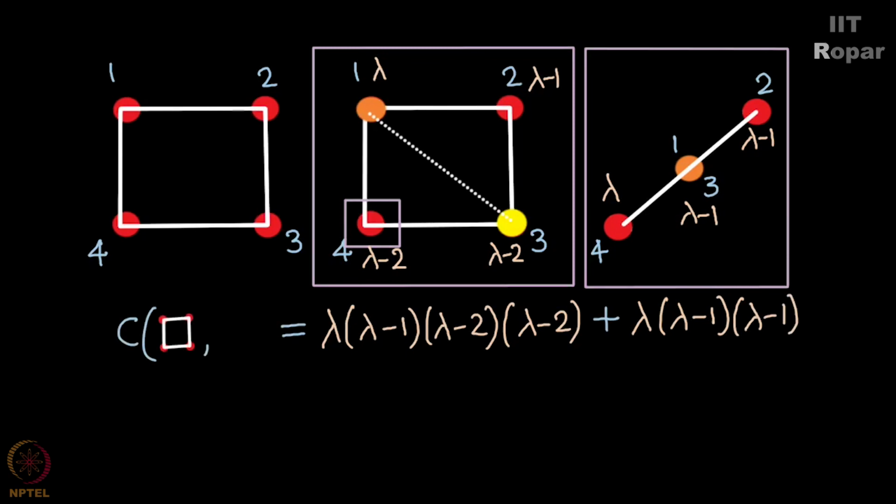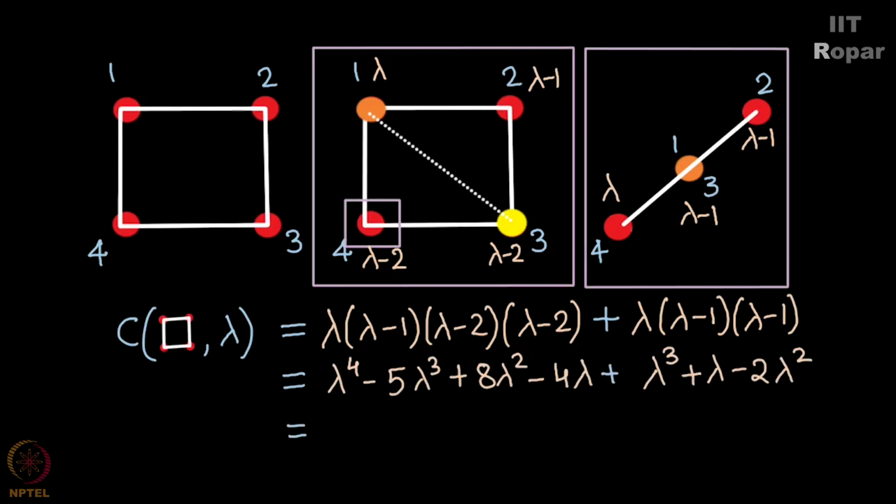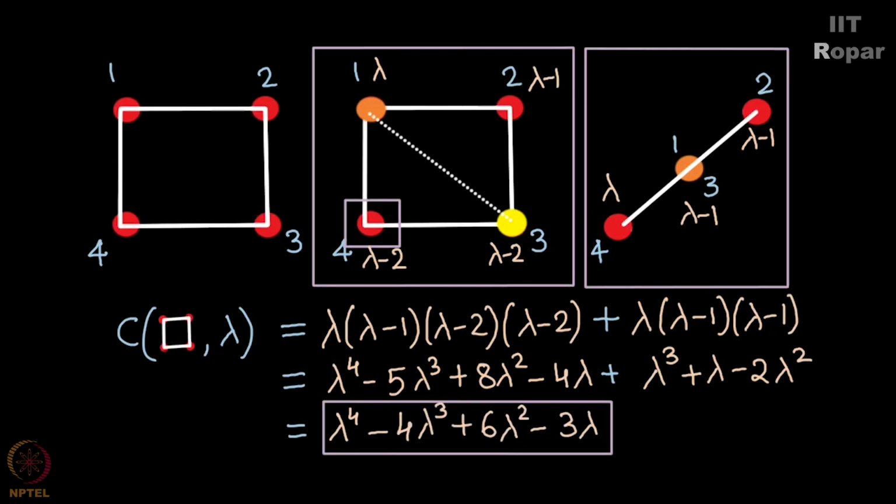Simplify this and then simplify this, you get this, and add these two things, you will get lambda to the 4 minus 4 lambda cube plus 6 lambda square minus 3 lambda. I did it quite fast. You can try to see how I arrived at this final form. Now let us take a step back and try to see what just happened here.